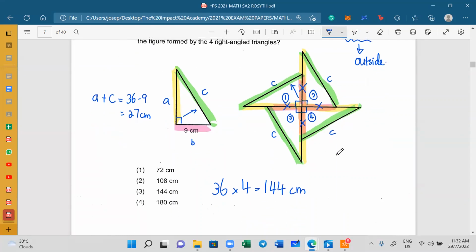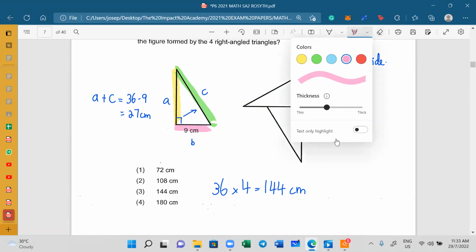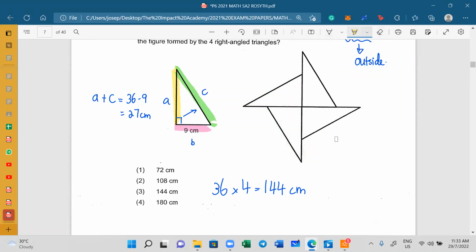So I want to remove the 4 parts, because 144 is the perimeter of all 4 individual triangles. Now that I have put them together, we are just calculating the outside. So I'm going to highlight the outside now. If you have highlighted it, it's okay, you don't have to remove it.